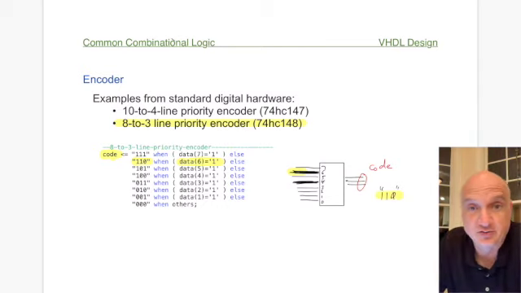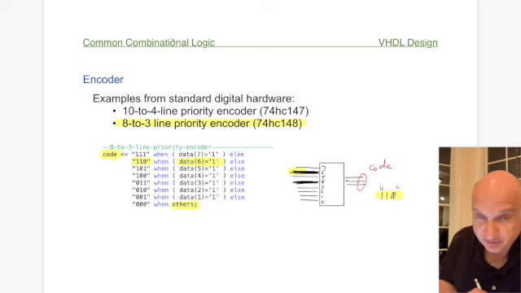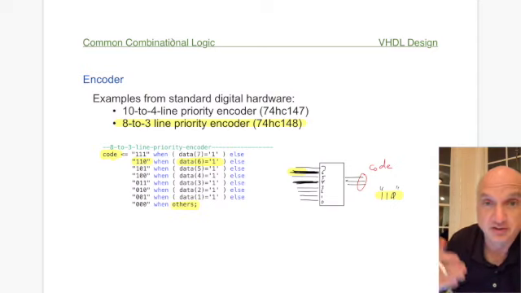So this is how you use conditional signal assignment for generating some combinational logic. Don't forget, we also have the others clause here at the bottom. We can't forget that others clause if we're trying to generate combinational logic.